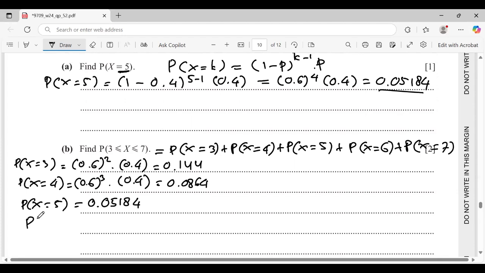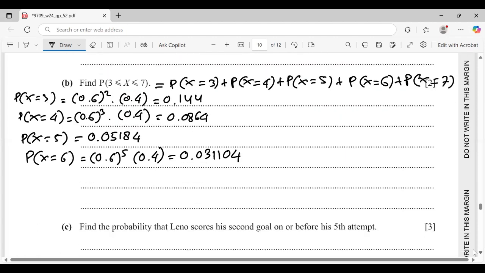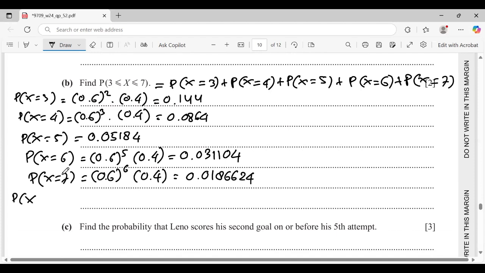0.05184. After that, the probability x equals 6 is 0.6 to the power 5 times 0.4, which is 0.031104. Scroll down. And the probability x equals 7 is 0.6 to the power 6 times 0.4, which is 0.0186624.